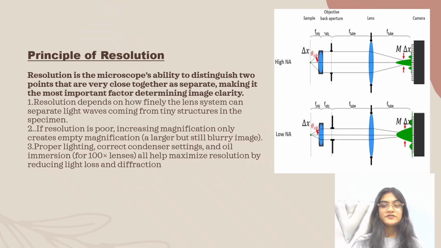Resolution is the ability of a microscope to distinguish two very closely placed points as separate. It is the most important factor affecting image clarity. High resolution allows finer details to be seen clearly. Increasing magnification without improving resolution results in an unclear image, known as empty magnification. Proper illumination and a high numerical aperture help improve resolution.